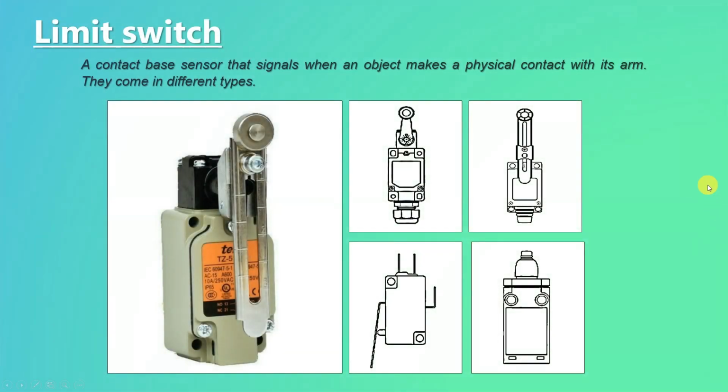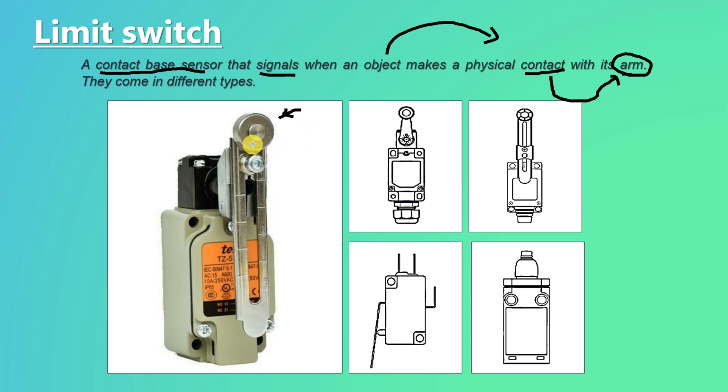The first thing is the definition. A limit switch is a contact-based sensor that signals only when objects make physical contact with it. Now, that contact has to be specific to an area, which in this case is the arm of the limit switch. This guy right here. In this particular example, the arm length is adjustable. All you have to do is loosen the screw, move it to your desired length, and tighten it back again. However, in other cases, this is not the case.